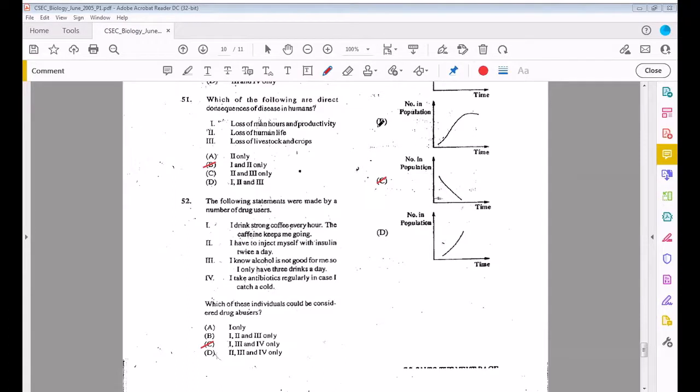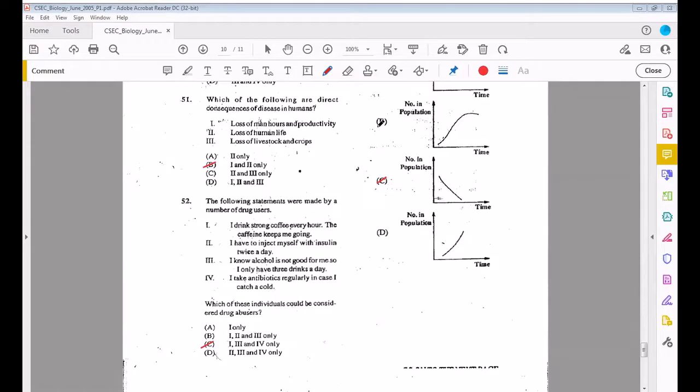52. The following statements were made by a number of drug users. So 1. I drink strong coffee every hour. The caffeine keeps me going. 2. I have to inject myself with insulin twice a day. 3. I know alcohol is not good for me, so I only have 3 drinks a day. Sounds like a lot of drinks. And 4. I take antibiotics regularly just in case I catch a cold. What? So the only one that makes sense from this list and has to be done, like it is necessary, is number 2.